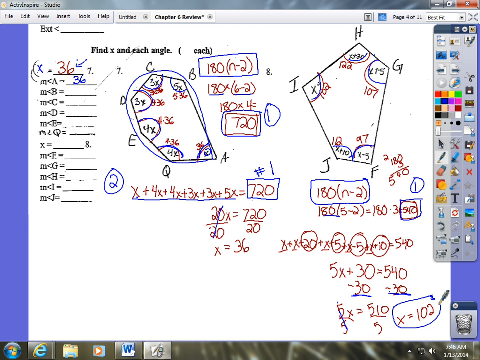I simply, x is 102, x plus 20, 102 plus 20 is 122, 102 plus 5 is 107, 102 minus 5 is 97, and 102 plus 10 is 112. Okay, that's how you solve those problems right there. Alright, I'm going to go ahead and stop this recording.